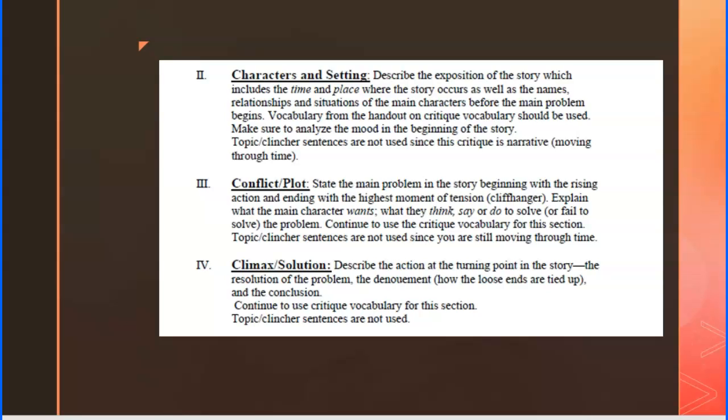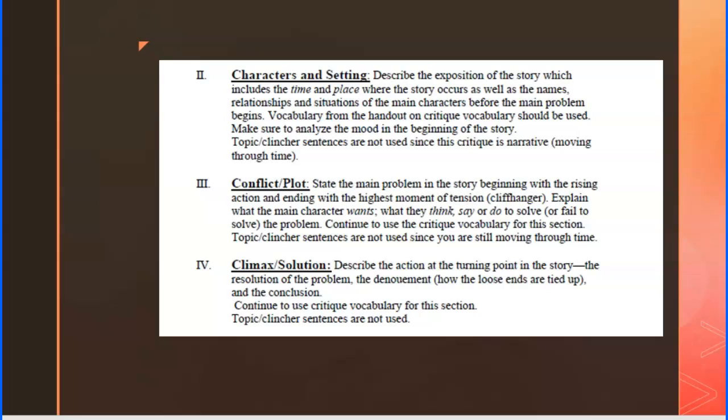You also want to include the setting. Tell me where this is. This is along the Mississippi River on hot and humid days. So you want to include everything. I want to feel like I'm being taken into the midst of the story.